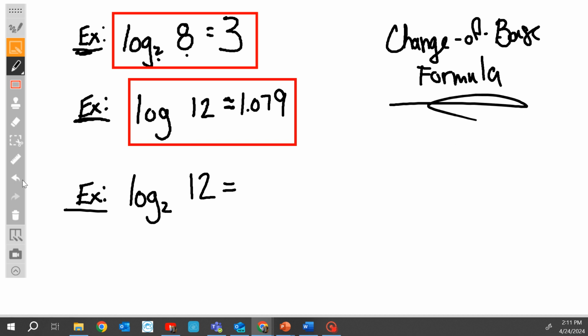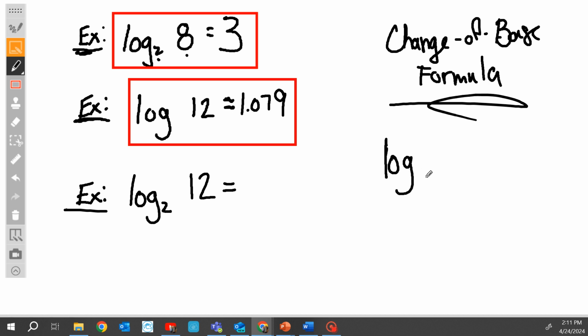What the change of base formula allows us to do is it allows us to take any log, no matter what the base is, and rewrite it using common logs. So if you can rewrite it using common logs, you can put it into a calculator. Okay, so what is the change of base formula? The change of base formula looks like this.